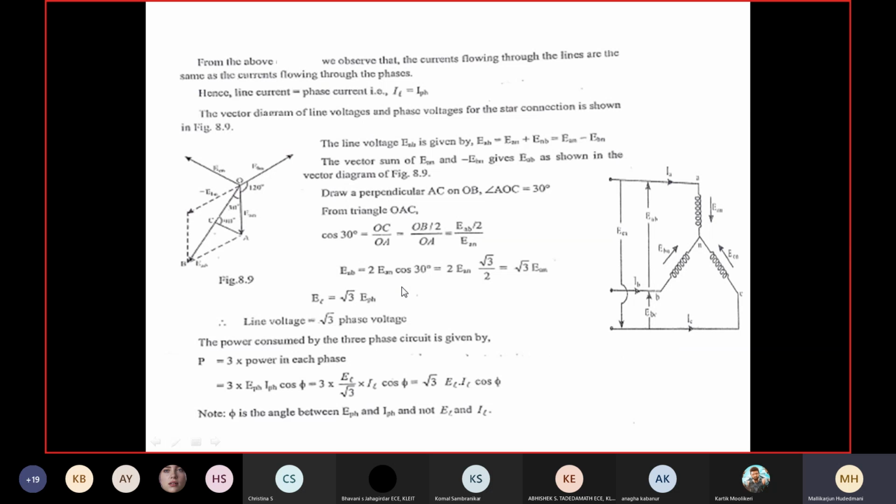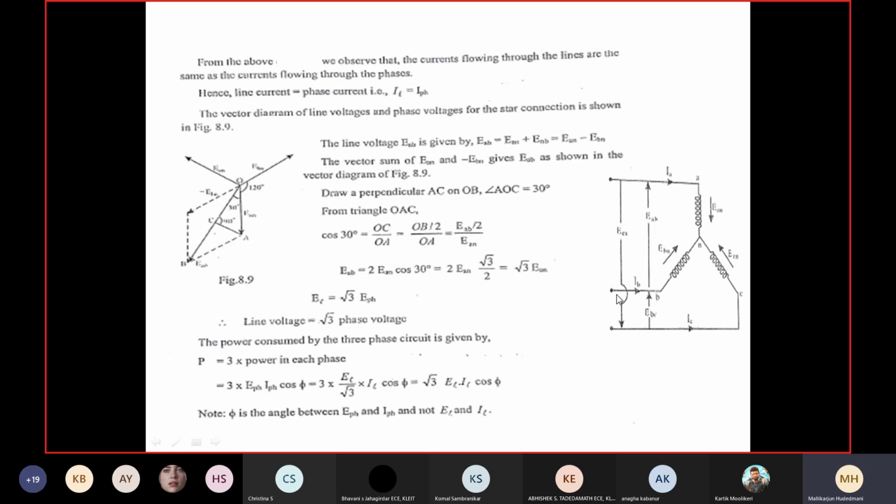Now I stand at this point. For a 3-phase star connection, line current is the same as phase current and line voltage is root 3 times the phase voltage, and power is root 3 EL IL cos phi. This is the standing point of star connection. So one of the advantages we saw is that it is possible to read two different voltages in a three-phase system. So it is what is proved.